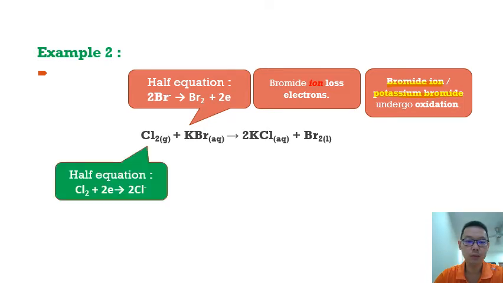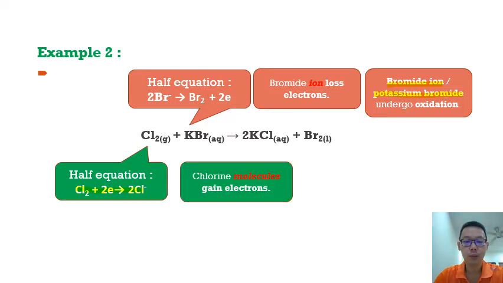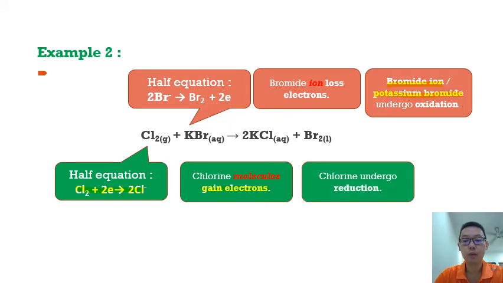On the other hand, the half equation of chlorine is written here. Chlorine molecule gains electron in this chemical reaction. So chlorine had undergone reduction. Redox reaction.